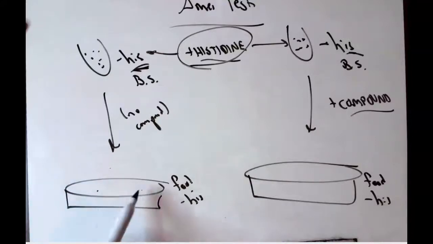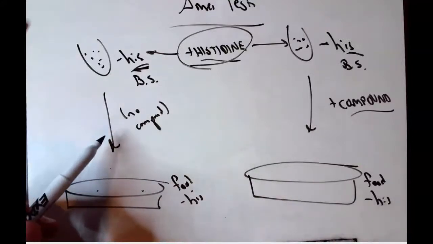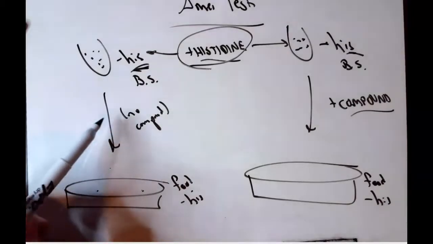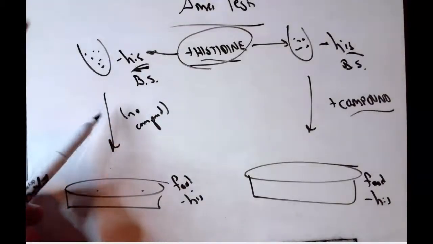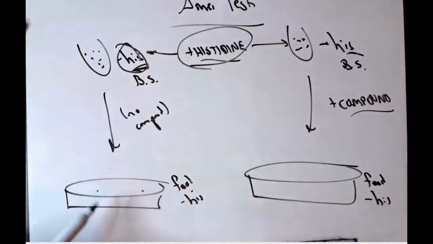We expect to see maybe 1 or 2 colonies on this plate. These are spontaneous mutations that were either reversion mutations or suppressor mutations that fixed the mutation here, allowing the cells to become His+. But it's very, very infrequent and very, very uncommon.